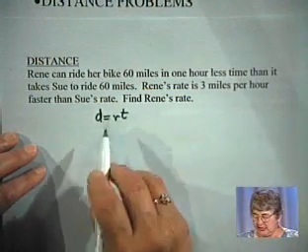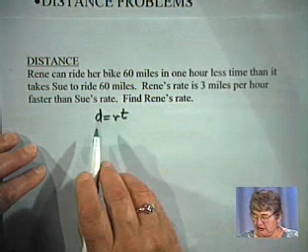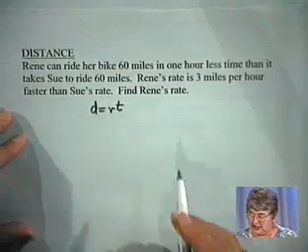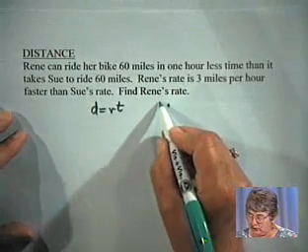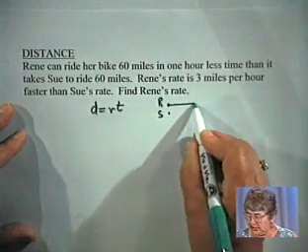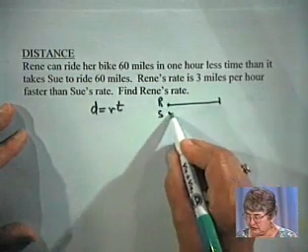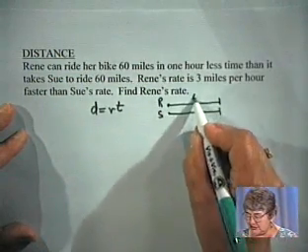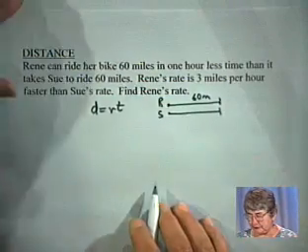So with the distance formula, what I like to do is, first of all, write the formula down. Distance equals rate times time is a good thing. In this case, they're both starting at one point. Let's say this is Renee and this is Sue, and they're both riding the same distance. So the distance is the same in this case. It's going to be 60 miles.